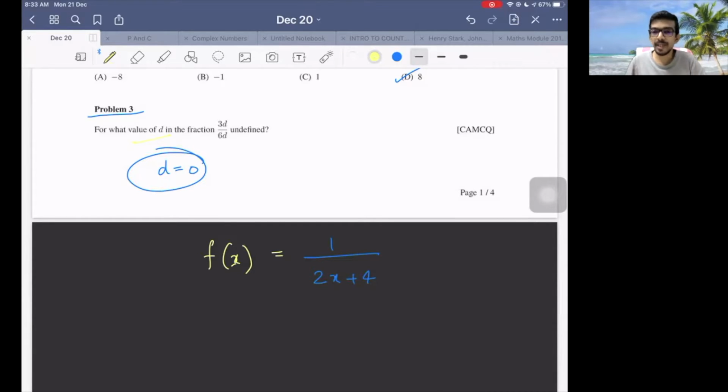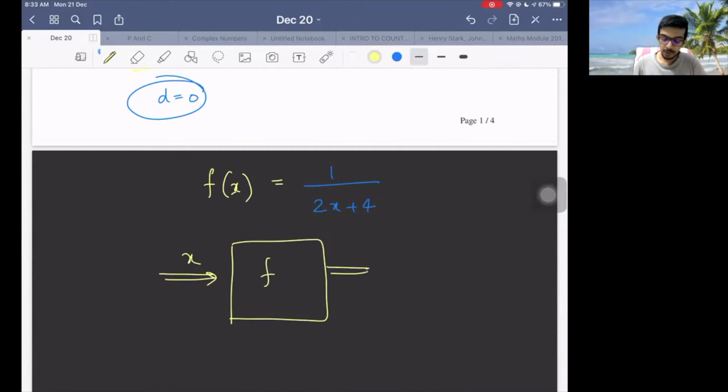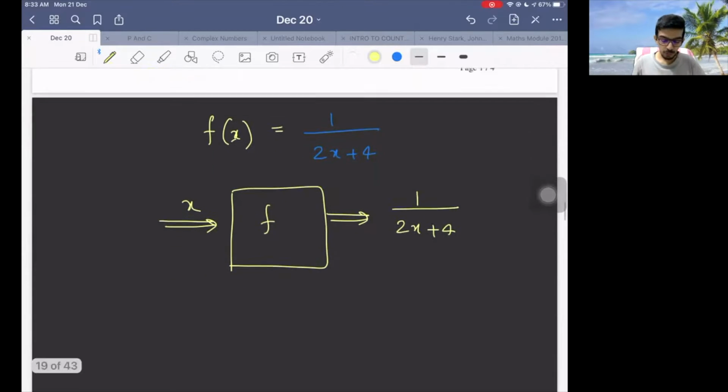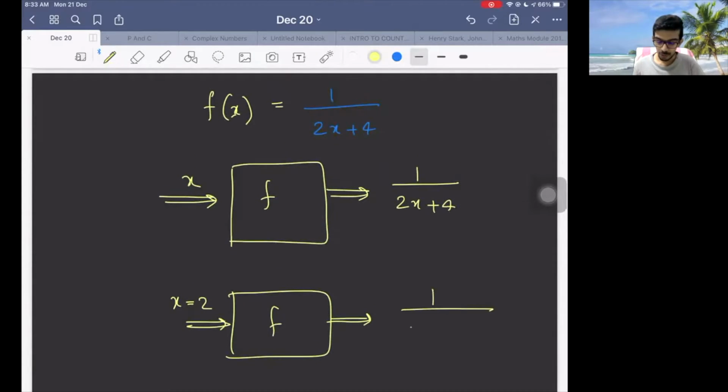What is a function? Basically, this is an input-output relationship. You just feed x to the function and it is going to give 1 by 2x plus 4 as the output. That's all. Say you put x is equal to 2, the output it is going to give us is 1 by 2 into 2 plus 4. This is what we call a function. There is an input-output relationship, and that is represented as an expression.